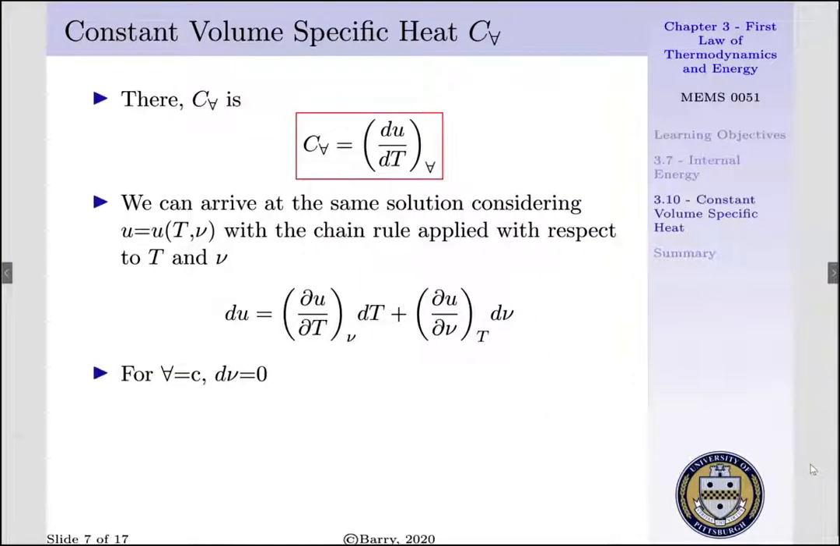Now, since U does not depend upon path, we can use a full derivative, d. That is, our constant volume specific heat is equal to a change of internal energy per our change of temperature. We can arrive at the same solution considering U being a function of both T and our specific volume. And if we apply our chain rule, we have dU is equal to del U, del T, dT, plus del U, del v, dv. For a constant volume process, our change of our specific volume is equal to 0. That is, our second term on the right-hand side drops out.